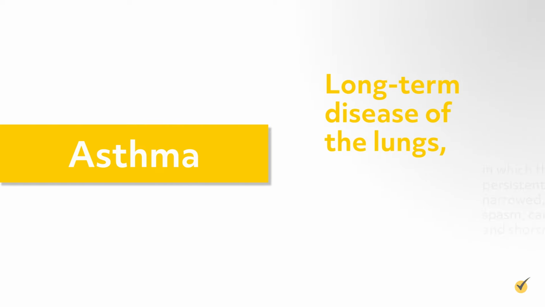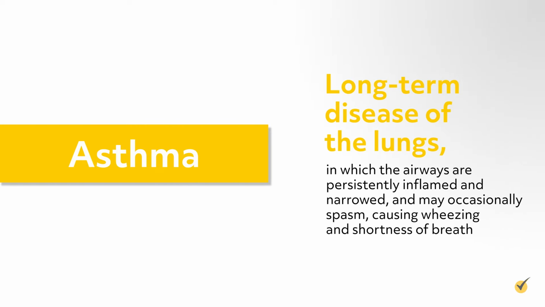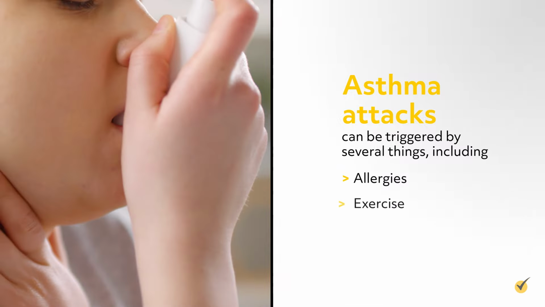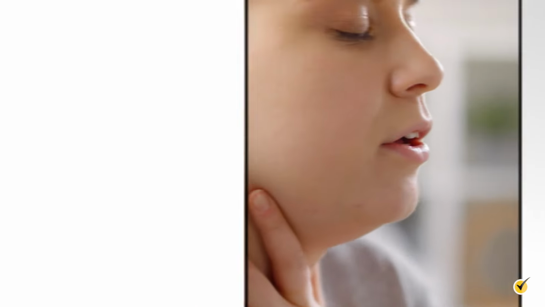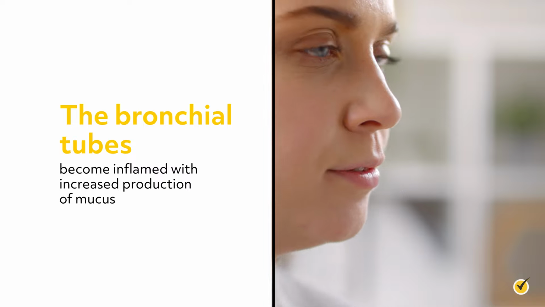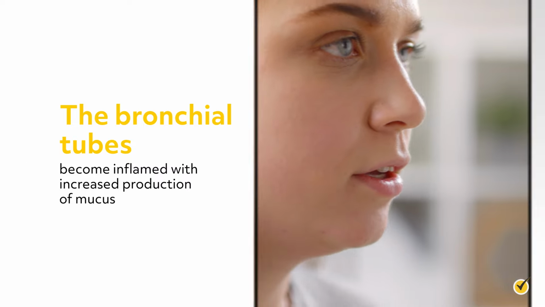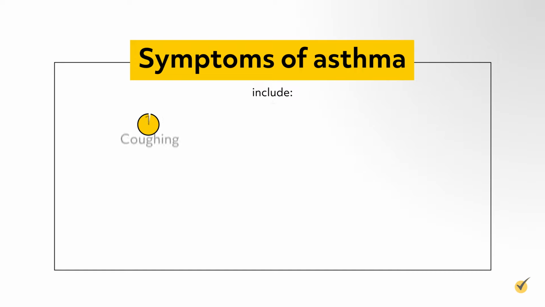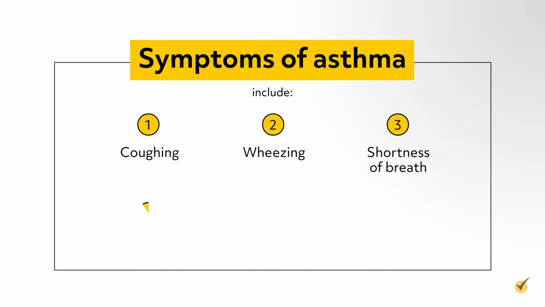Another lung disease that affects the bronchi is asthma. Asthma is a long-term disease of the lungs in which the airways are persistently inflamed and narrowed and may occasionally spasm, causing wheezing and shortness of breath. Asthma attacks can be triggered by several things, including allergies, exercise, and smoke. The bronchial tubes become inflamed with increased production of mucus. Symptoms include coughing, wheezing, shortness of breath, and chest tightness, pain, or pressure.